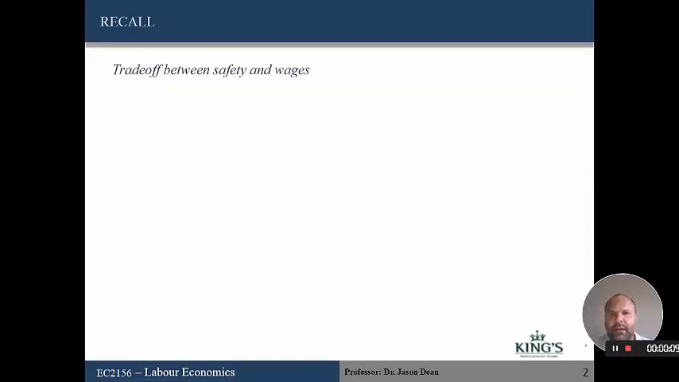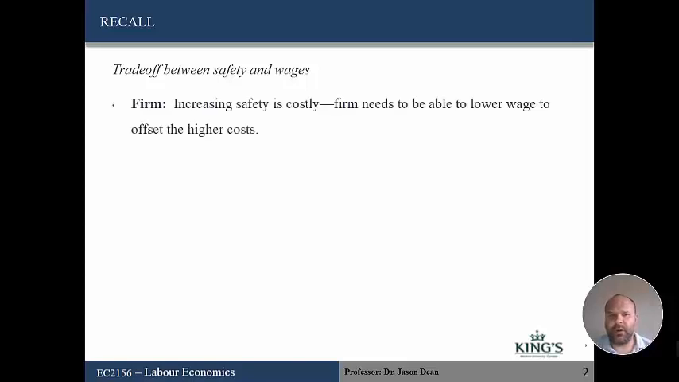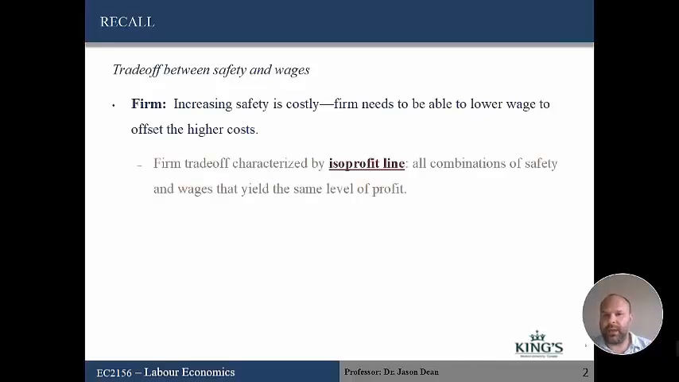If you recall, in our previous lecture we talked about a trade-off between safety and wages for both the firm and workers. In terms of the firm, increasing safety is a cost. In order to keep their profits constant, they would need to lower the wage to offset any higher costs associated with increasing their safety. And we characterize this trade-off using the iso-profit curve.